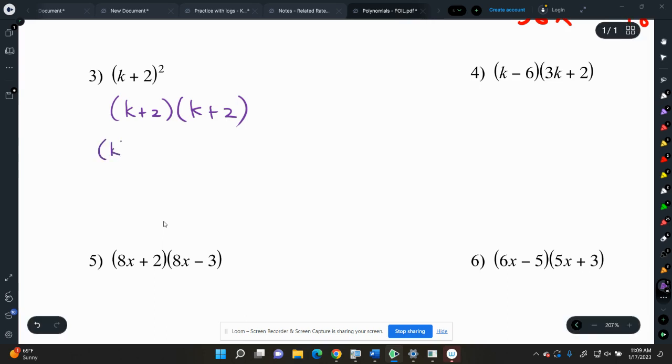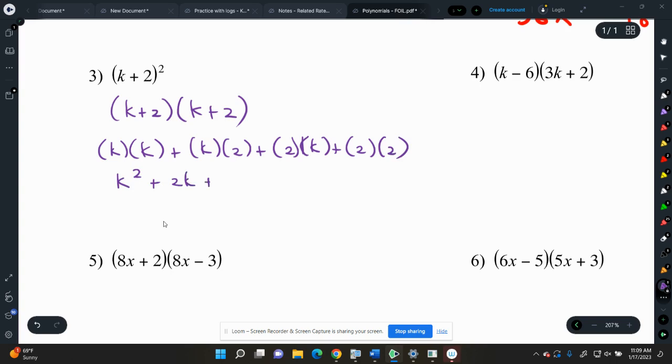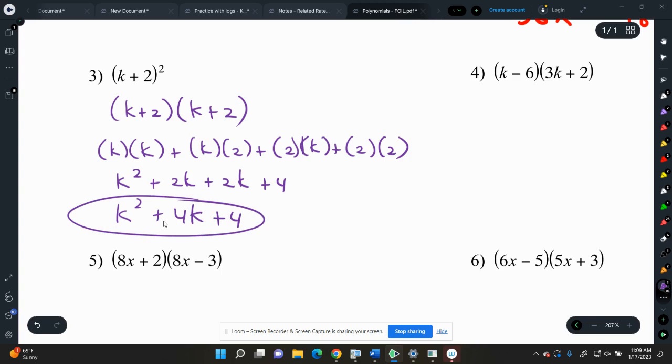So it'll be K times K, and K times 2, and then 2 times K, and 2 times 2. Good. All right, so we have k squared plus 2k plus 2k plus 4, which gives us k squared plus 4k plus 4. There you go. Excellent. Good job.